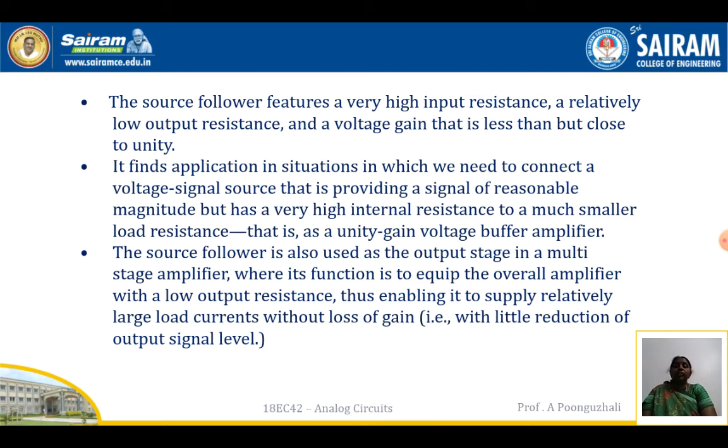When it is less than unity, it finds an application where the voltage source is going to provide a signal of reasonable magnitude and very high input resistance to a much smaller load resistance. It is called a unity gain buffer amplifier. So the source follower is going to be used as the output stage in a multi-stage amplifier, where its function is to equip the overall amplifier with a low output resistance, thus enabling it to supply relatively large load currents without the loss of gain.